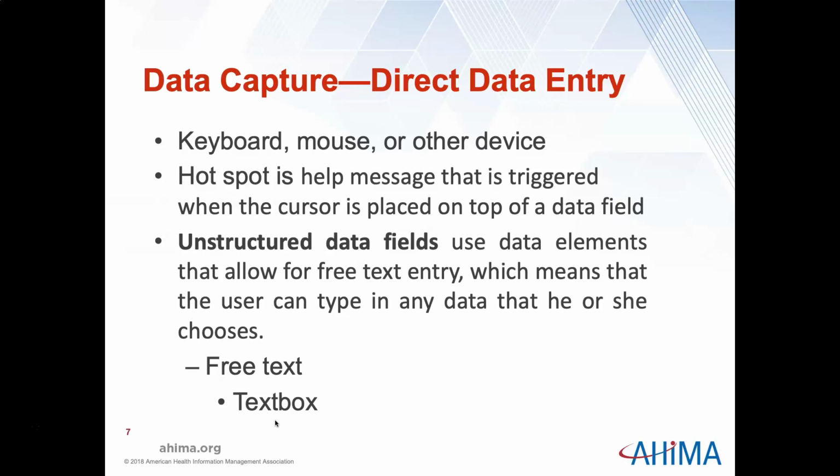Direct data entry is through a keyboard, mouse, or other device. A hotspot is a help message that is triggered when the cursor is placed on top of a data field. It gives more information. Unstructured data fields use data elements that allow for free text entry, which means that the user can type in any data that he or she chooses. So for instance, when you're free texting, you're using a text box and you're just typing in.